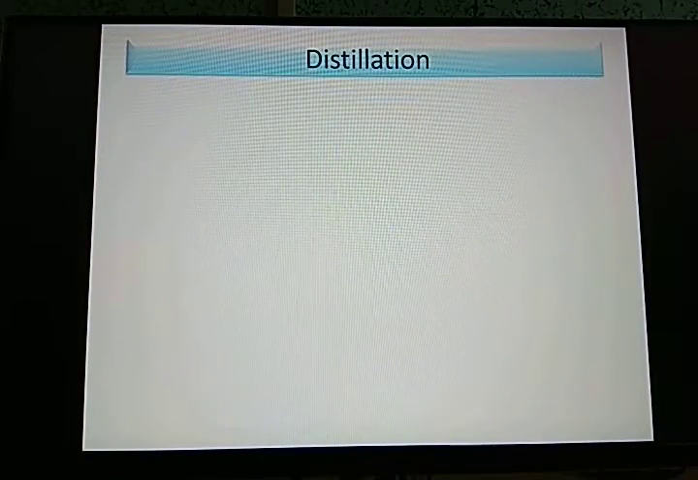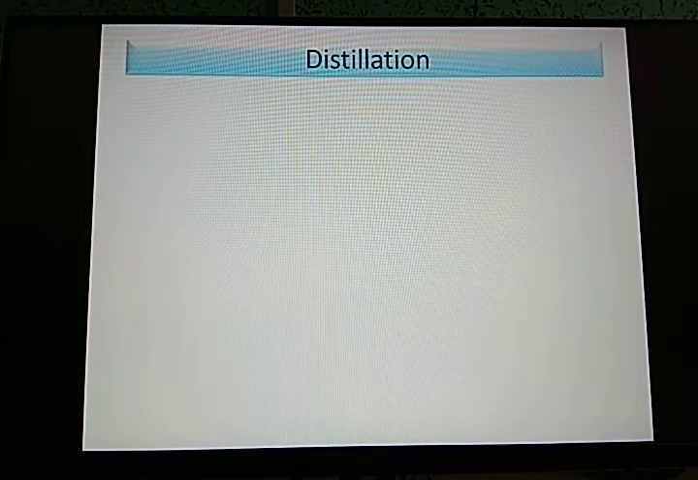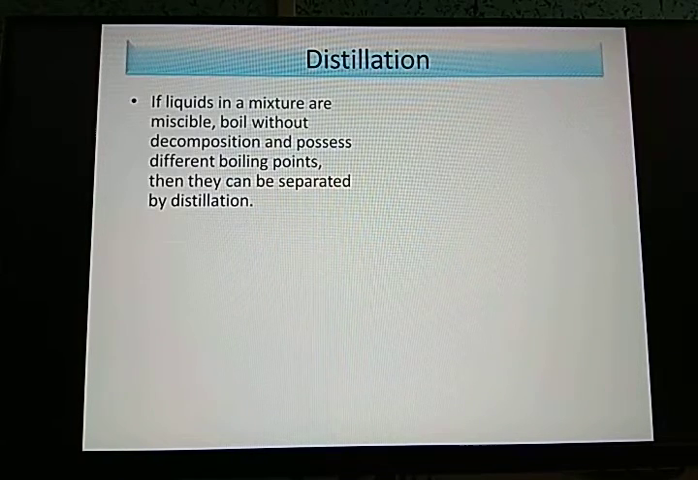The next method is called distillation. Now this is well known. Now we have come across the thing called distilled water. So is that water different from the normal water? Yes, it is, because the process through which that water is processed, it is different than how we get the normal water. So we are going to discuss the distillation process.